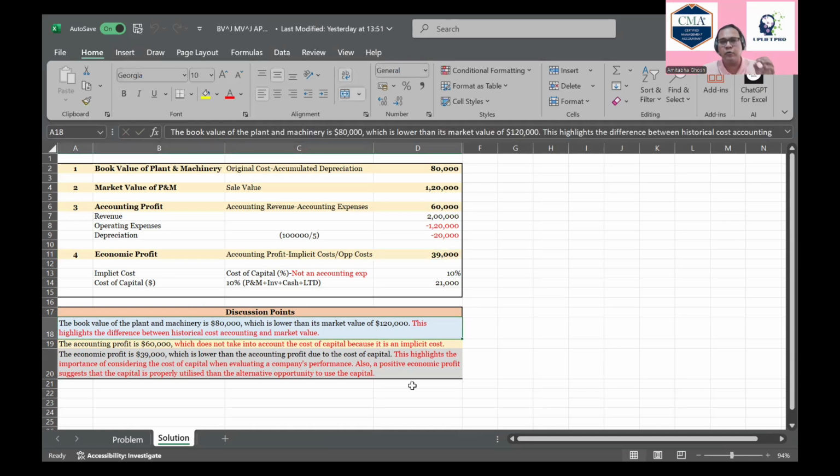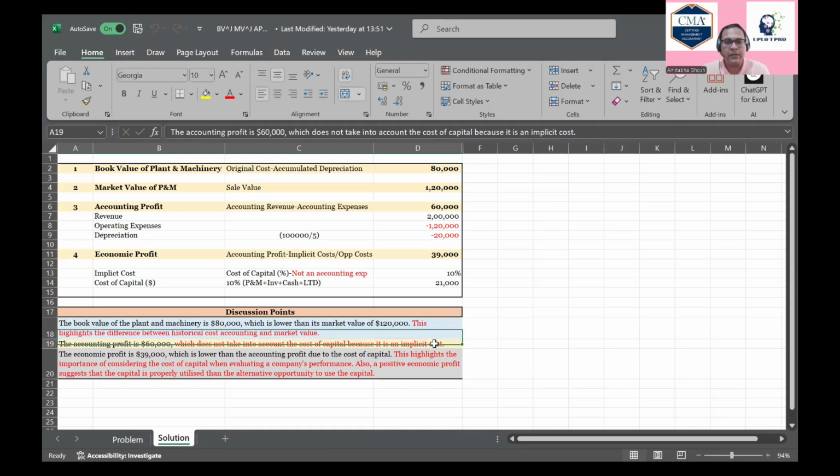So the first thing, if you notice, is that the book value of the plant and machinery is $80,000, which is lower than its market value of 1 lakh 20. This highlights the difference between the historical cost accounting and market value. Here we are seeing that the asset might be sold at a higher value. That might be a situation. So we see that the historical cost and market value may not be the same always.